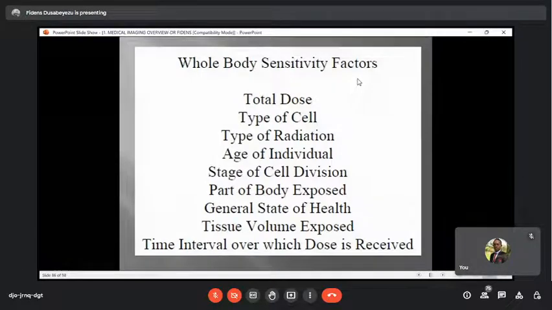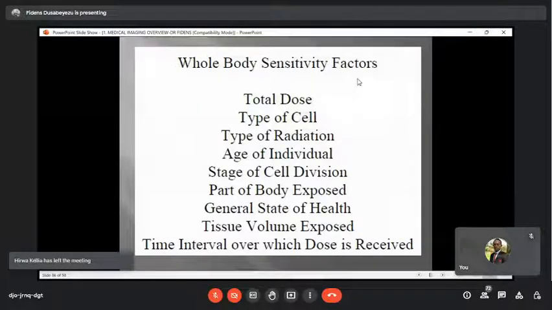So this one is about whole body sensitivity factors. Number one is the total dose. How much dose have you sent to the patient? How much dose has the person been exposed to? That's the number one factor. Number two, type of cell. That's what you have said already. Is it a highly active cell or not? Number three is about type of radiation.